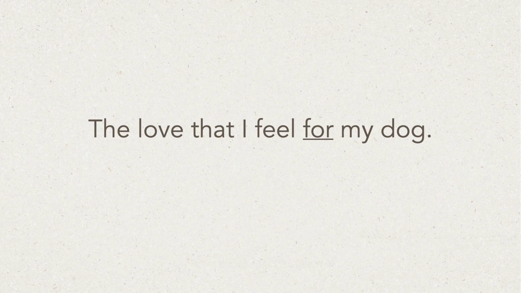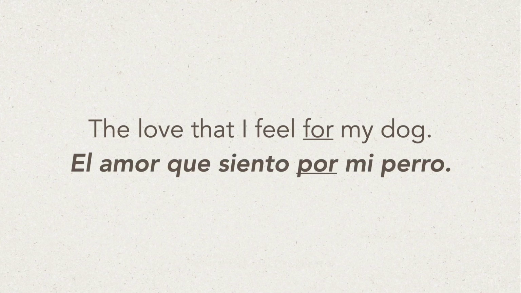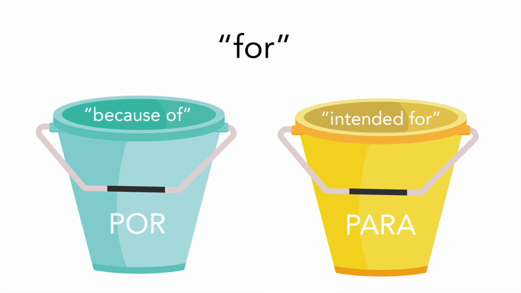Well, for whatever reason, the Spanish translation of that phrase is "el amor que siento por mi perro." And that's because in Spanish, when you feel something for someone, the sense is that you're feeling it because of them. So that's pretty much always going to be por. And this is an example where we just kind of have to drop things into buckets. We drop a feeling that you have for someone or something into the por bucket, labeled as the "because of" bucket.